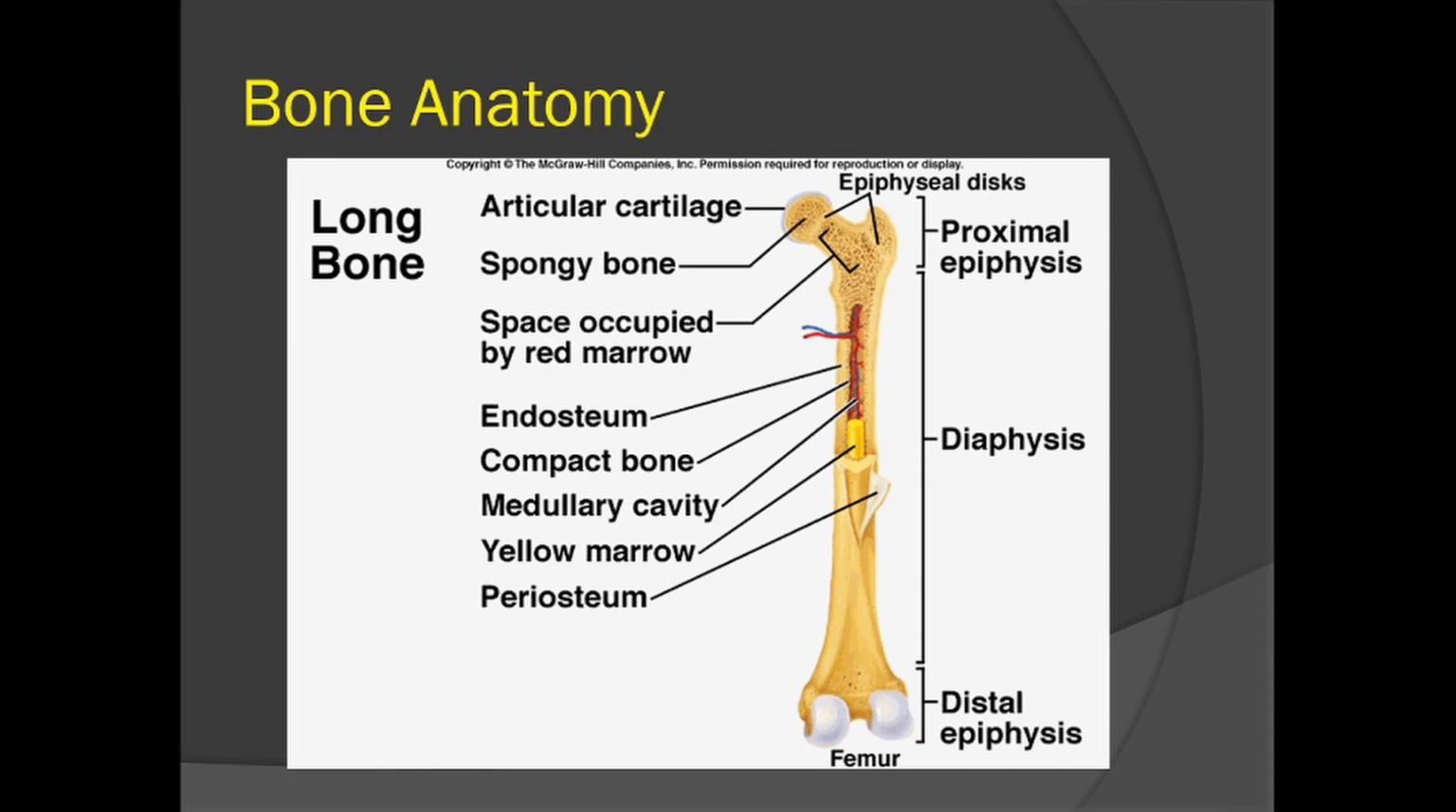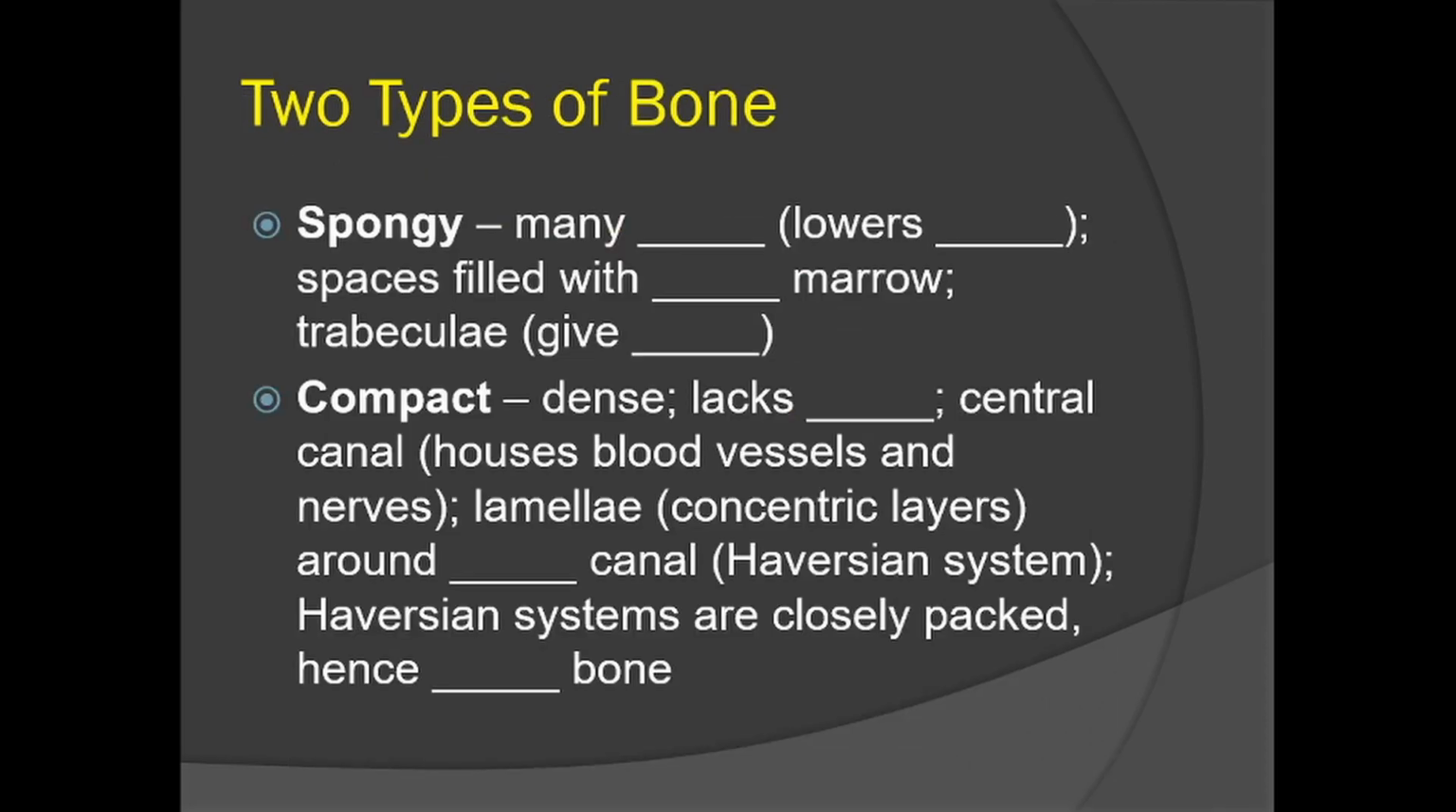So you can see what we were just talking about, and it helps to visualize all of those anatomical terms. Now, as I said, there are two main types of bone. There's spongy bone, which has many spaces within it, which lowers the density. The spongy bone having a lot of open spaces in it is going to reduce its density, and those spaces then are filled with red marrow.